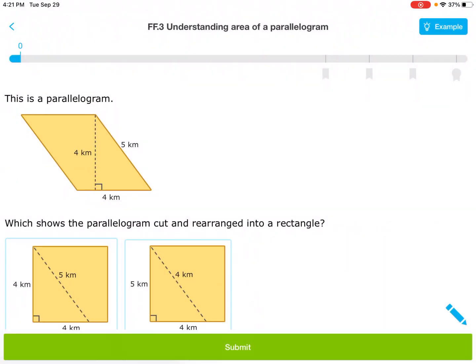All right, so the next problem that we're going to be focusing on, or to start with, is FF3. And we've been working on this in class, boys and girls. This is all about how we take a parallelogram and rearrange it into a rectangle so that we can use our formula length times width, or what some of you know as base times height. Okay? So I personally find it easier when working on these problems to take a screenshot.